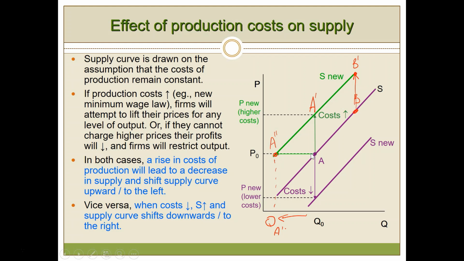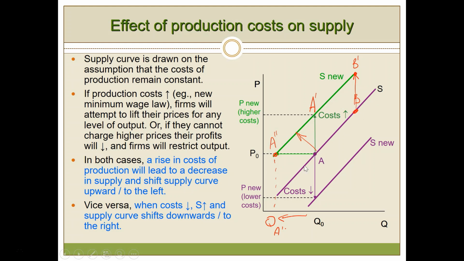Regardless of what strategy the firm will choose, to increase prices to pass this extra cost on to consumers, or cut down production, or maybe some combination of this, every point on the supply curve will shift upwards and to the left. In other words, our purple supply curve will shift towards this new green line. So a rise in the cost of production will lead to a decrease in supply and will shift the supply curve upwards and to the left.